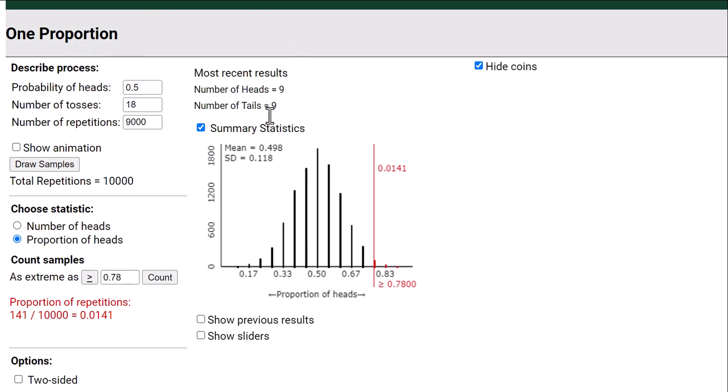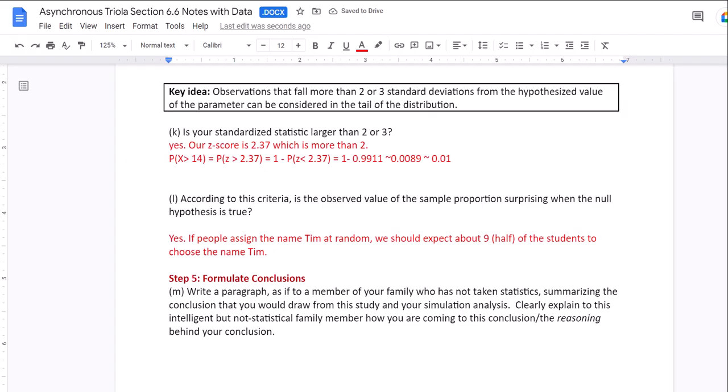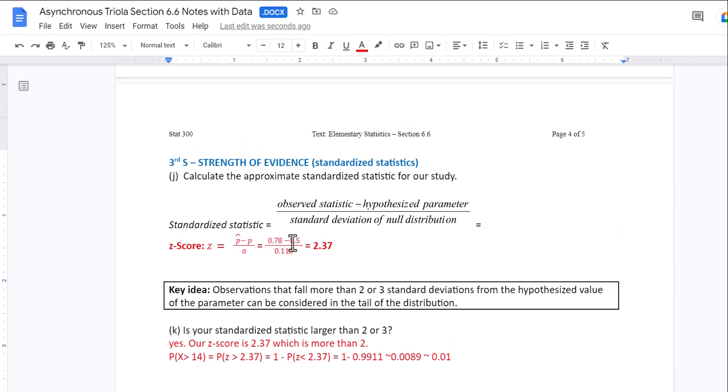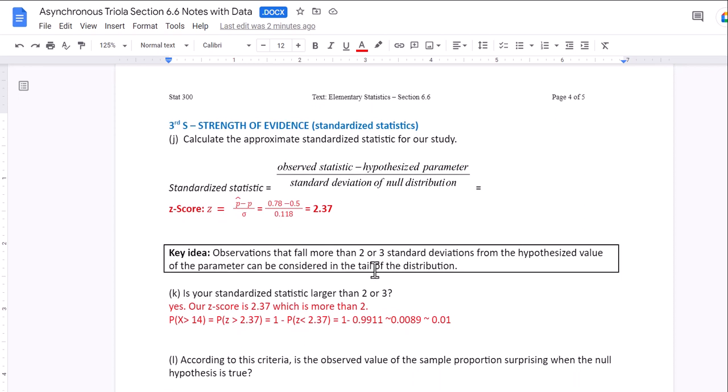You can also do it by going to StatCrunch and doing the normal distribution as we did last time. And in the normal distribution, you would put in 0.5 as the mean and 0.118 as the standard deviation, and your x will be the 0.78. Or you could do it with the numbers. You can say the mean is 9. The only problem is that we wouldn't have necessarily the standard deviation because we had no data given to us. That's why we had to create the null distribution.